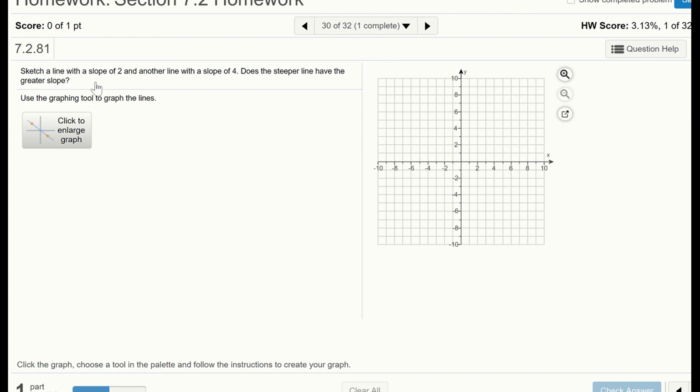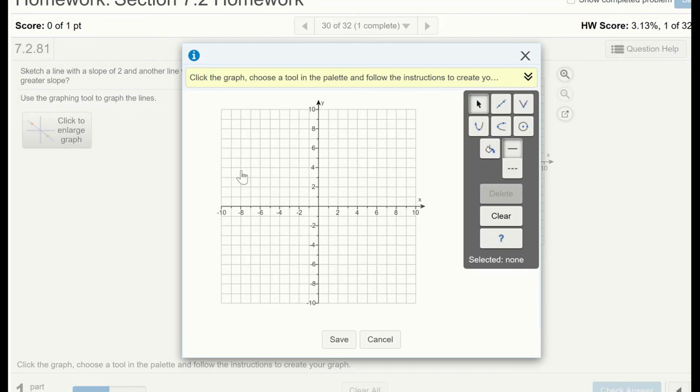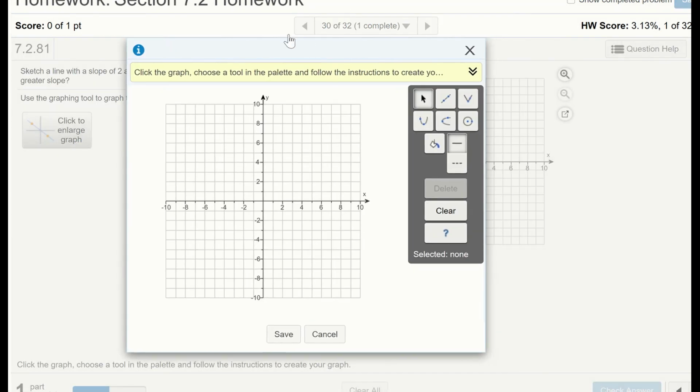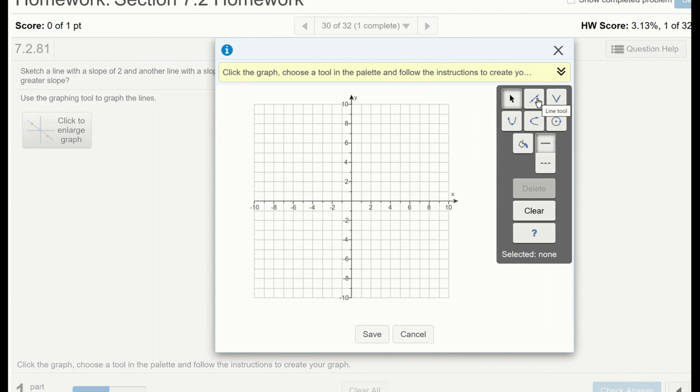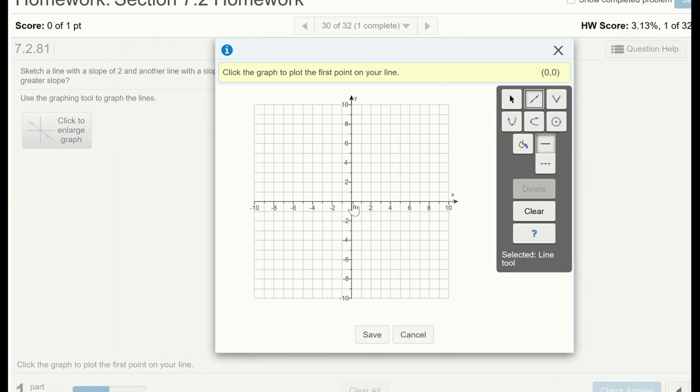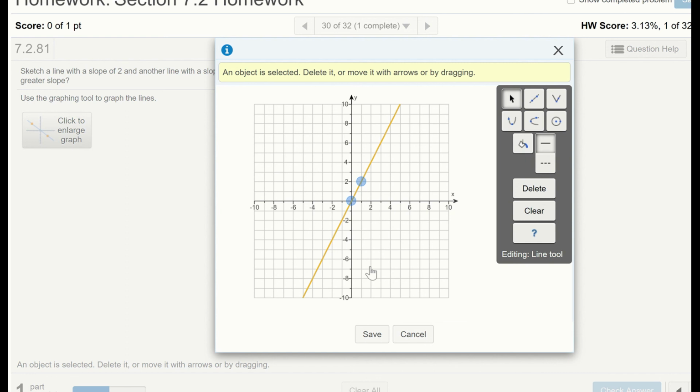All right, so let's let this one be the last problem we'll look at today. So here we want to sketch a line with a slope of 2 and another with a slope of 4. Does the steeper line have the greater slope? Well, there are different ways we can go about doing this, right? There are countless lines we could graph, but the easiest way to get one that has a slope of 2 is just start at the origin, at 0, 0. Then you want the slope to be 2, that means go up 2 and then over 1. Right there.